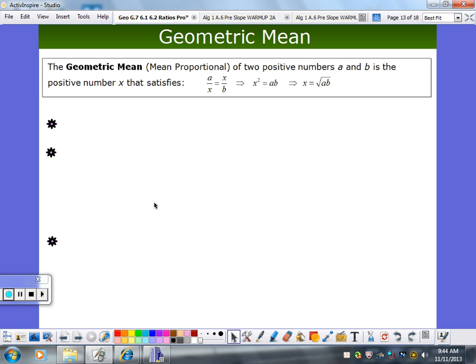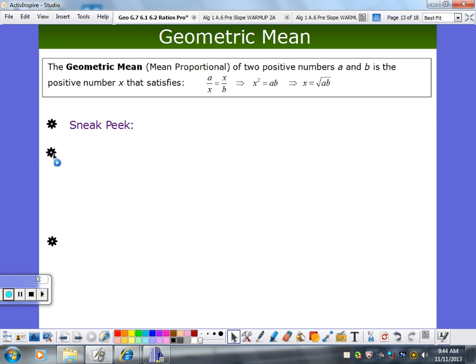So that's called a geometric mean. How do we find it? If you have two positive numbers, A and B, the positive number x that satisfies x equals the square root of AB. So you're going to multiply the two numbers and take the square root. That's how you find the geometric mean.